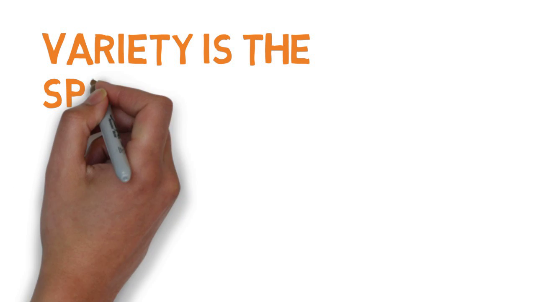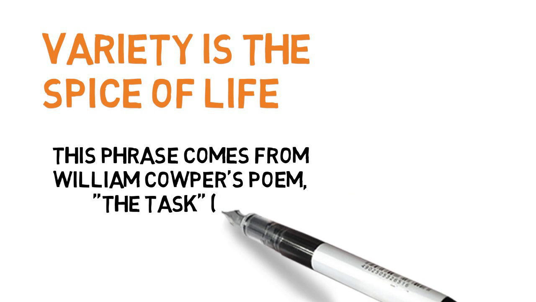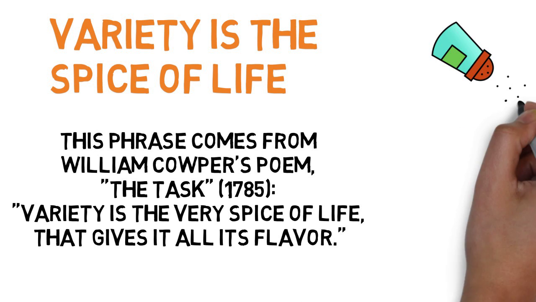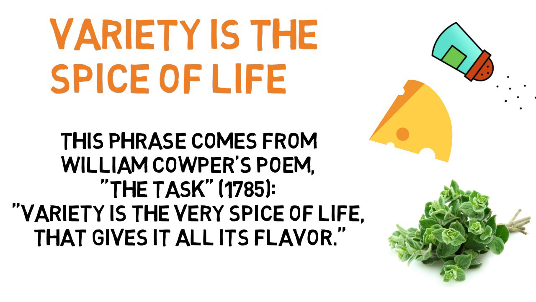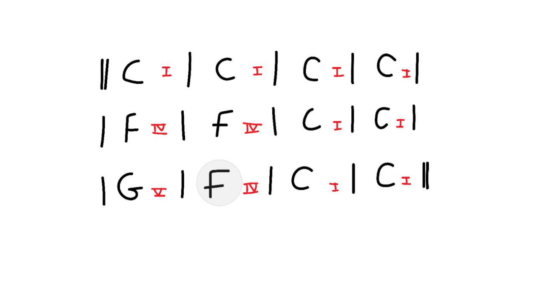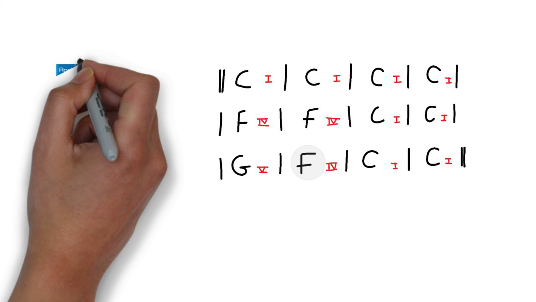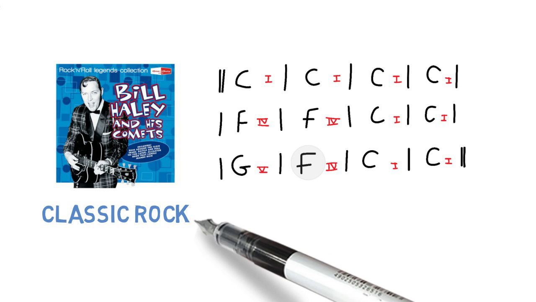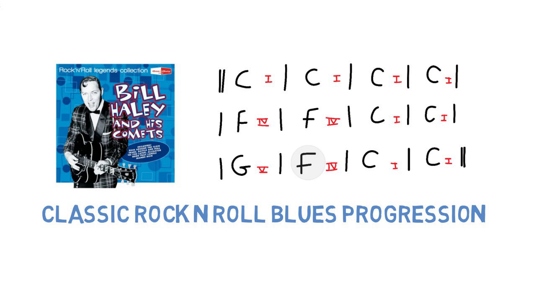Well, variety is the spice of life, and it is always nice, no matter how tasty the basic pizza, to add or change something. Perhaps some pepper, cheese, or oregano. In this example, you can see that an extra chord has been added in bar 10. It is an F chord. It is a small change, but it increases the harmonic motion a little in a cool way. This is the exact progression Bill Haley used in his smash hit of 1955, Rock Around the Clock. And this progression is really the classic rock and roll blues progression that is used so much, as it is so good.